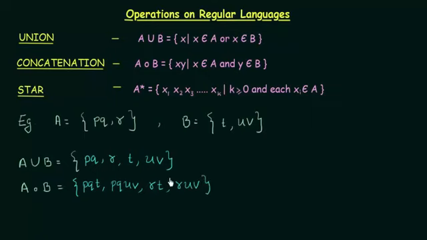So here we have performed the concatenation of A and B, where the first element is from A, second is from B, and we have joined them together. So that is the concatenation.